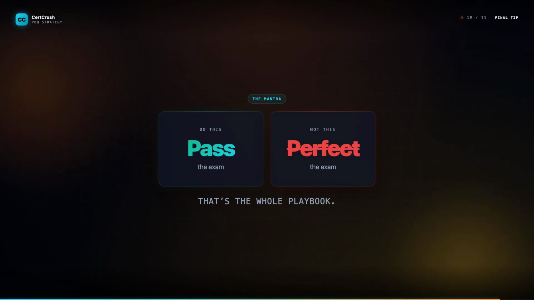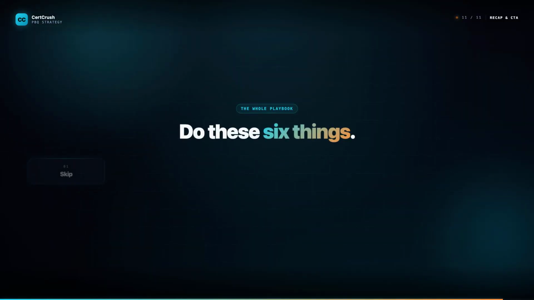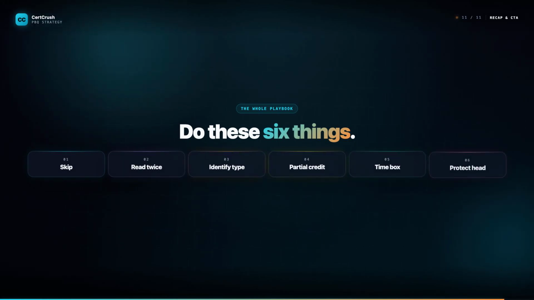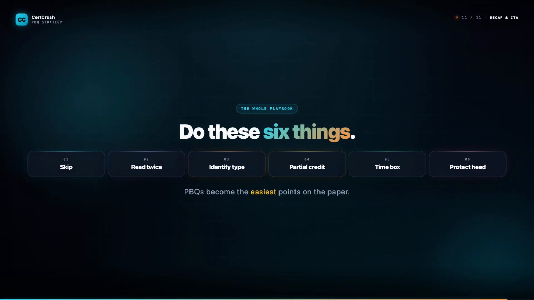That's the whole playbook. Skip, read twice, identify type, claim partial credit, time box, and protect your head. Do those 6 things, and PBQs become the easiest points on the paper instead of the hardest.